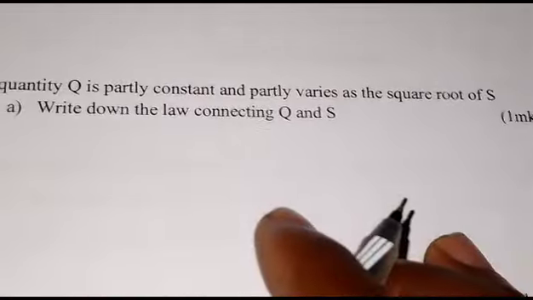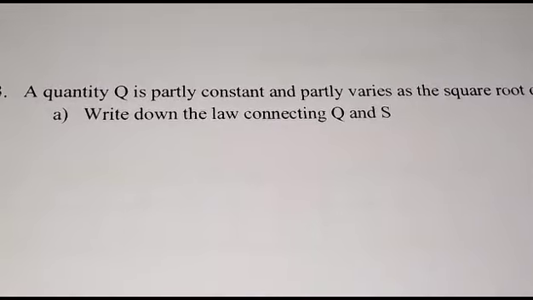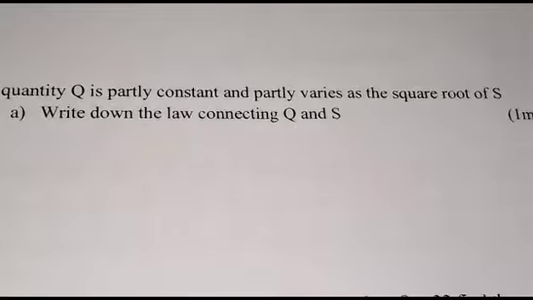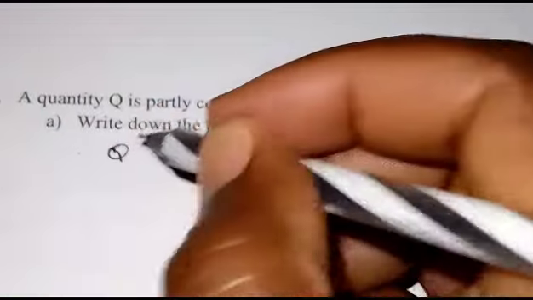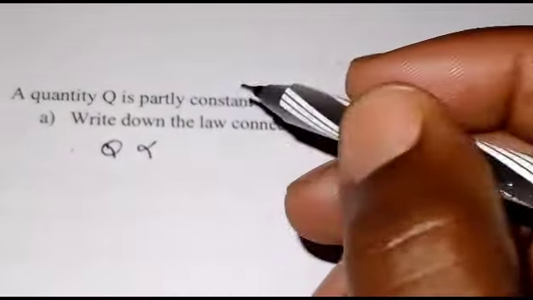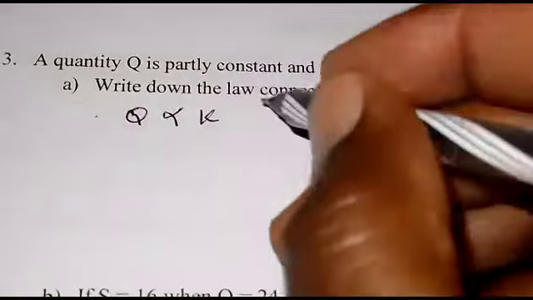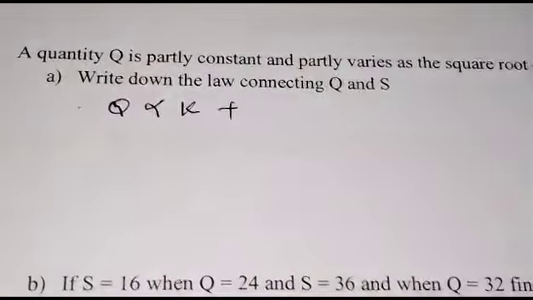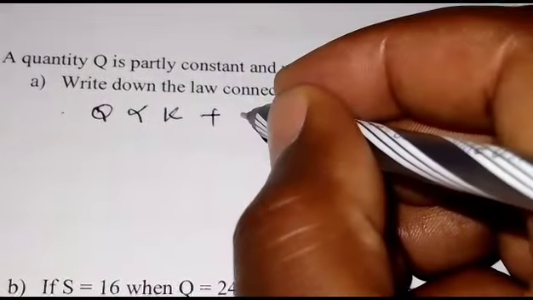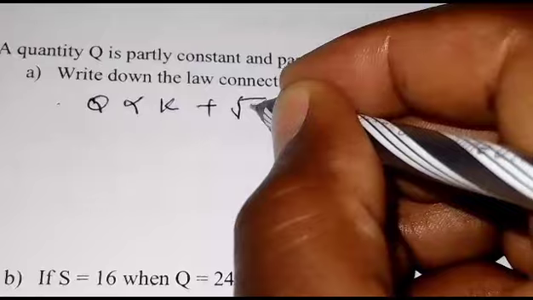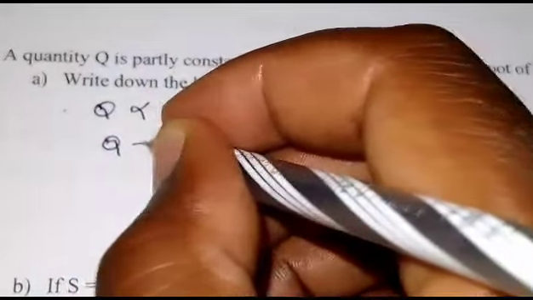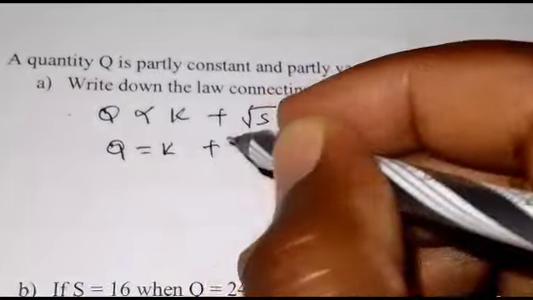That checks. Okay, I want to do another question here in number 3. You're told that a quantity q is partly constant and partly varies as the square root of s. Write down the law connecting q and s. Okay, so we have a quantity q that is partly constant, so we have the proportional sign, partly constant. Let me say my first constant to be k, and partly varies as the square root of s. So square root of s. So now to remove the proportional sign, we introduce the equal sign and then fix the necessary constants.